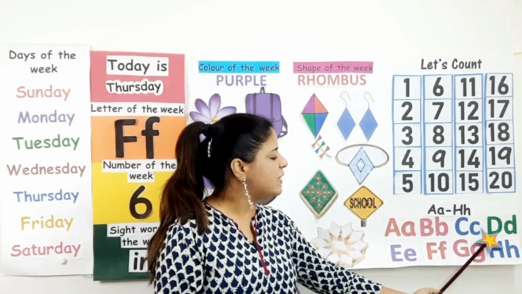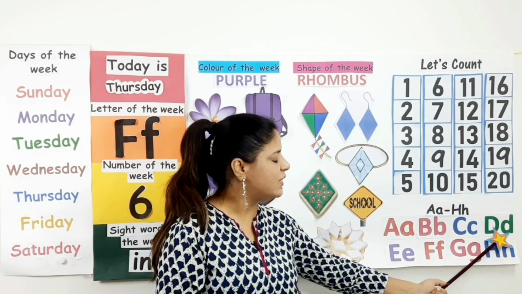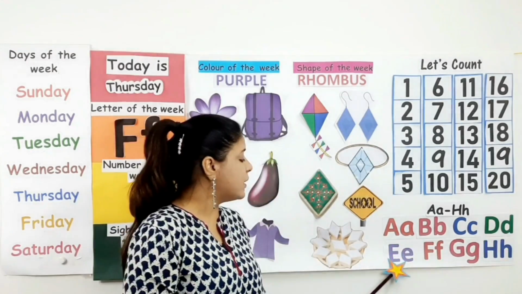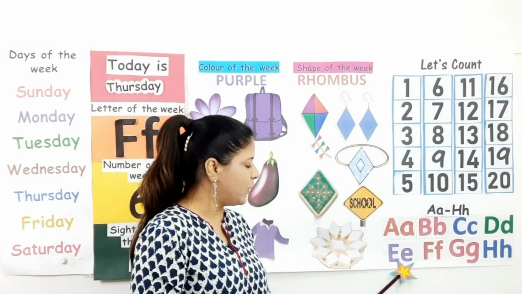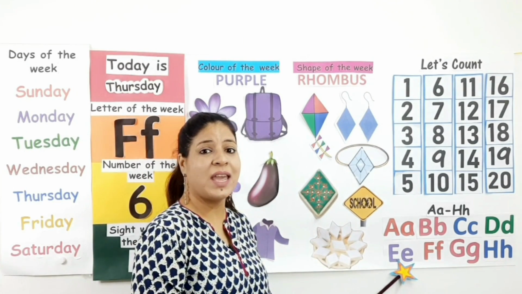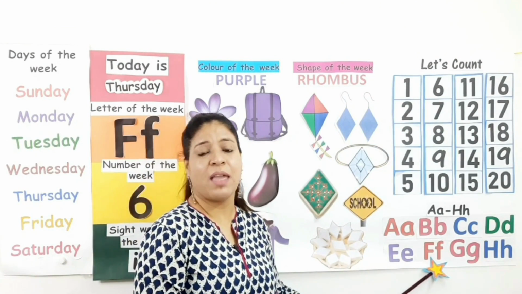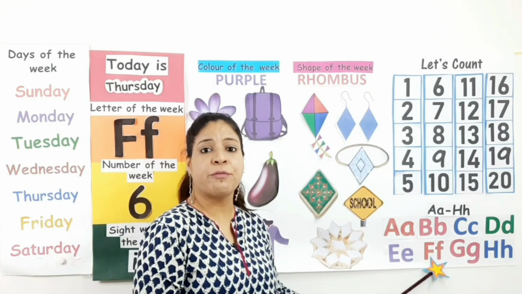This is uppercase letter D. This is lowercase letter d. Letter D makes a sound D. This is uppercase letter E. This is lowercase letter e. Letter E makes a sound E. This is uppercase letter F. This is lowercase letter f. Letter F makes a sound F.